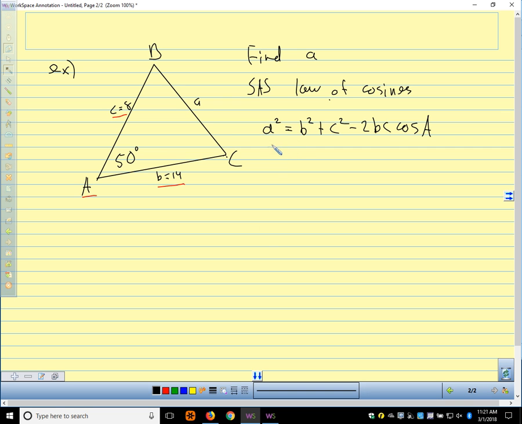And now I'm going to plug in numbers. When you do this, you don't necessarily have to go through every single step that I go through in this example. I just want to show how we plug the numbers in, and also point out some things that students do that you can't do in math. So A squared equals 14 squared plus 8 squared minus 2 times 14 times 8 times the cosine of 50.